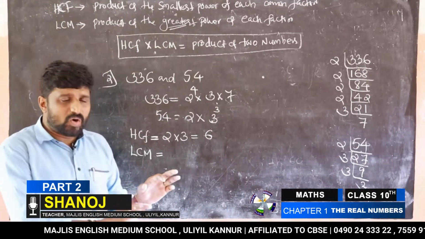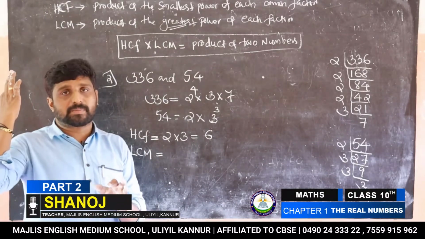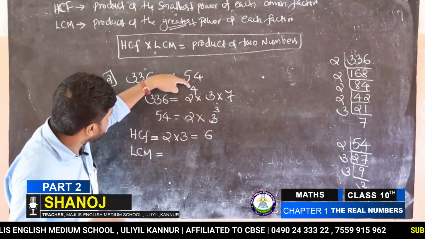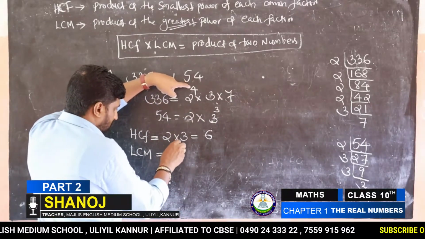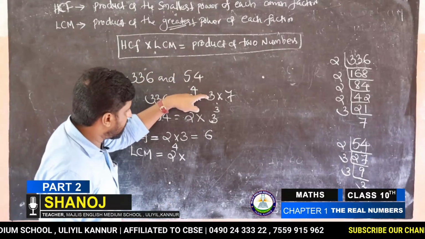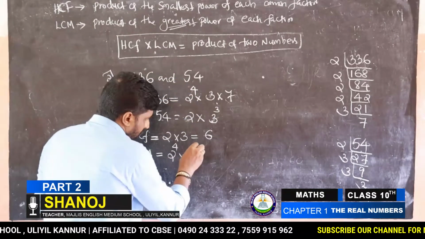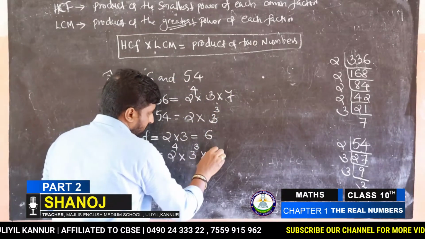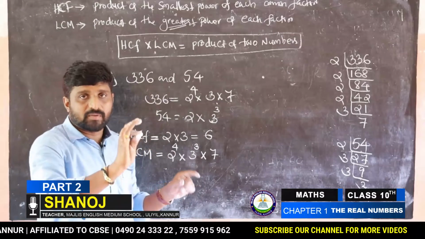LCM means all factors we need to consider with the highest power. When we consider 2, the highest power is here. Therefore 2 raised to 4 into 3 here and 3 cube here. 3 cube into one more factor is remaining. All factors we need to consider with the highest power.